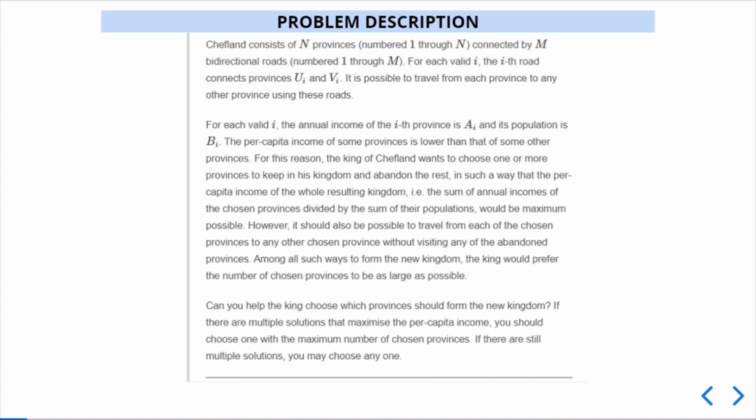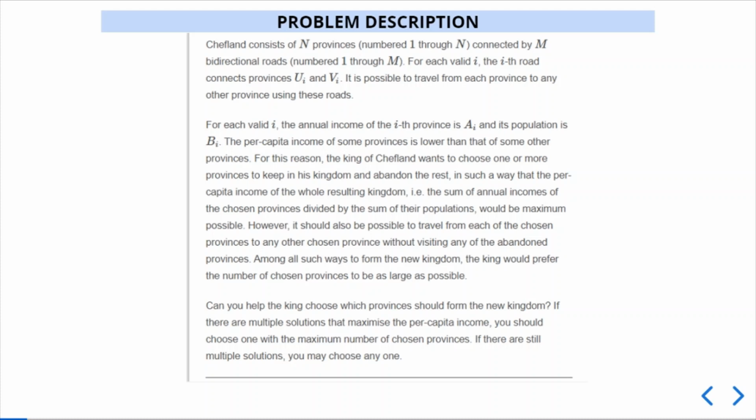It is possible to travel in any direction on this particular road. That is why it is bidirectional. You can traverse from city Ui to Vi and from city Vi to Ui as well. The annual income of the ith province is Ai and its population is Bi. So basically we are given the annual income and the population.